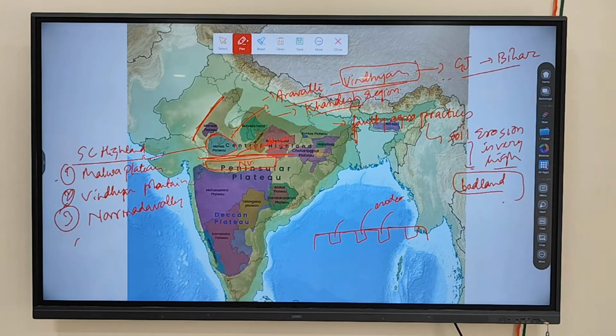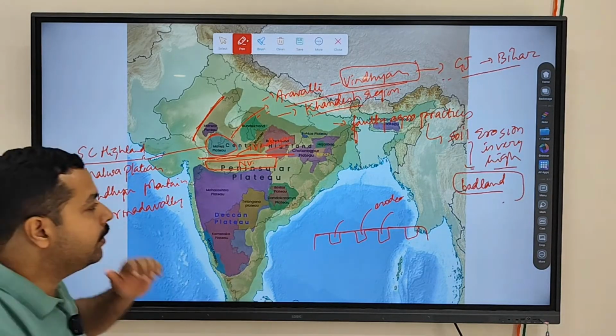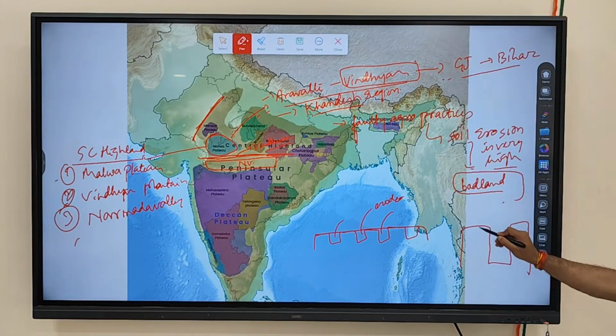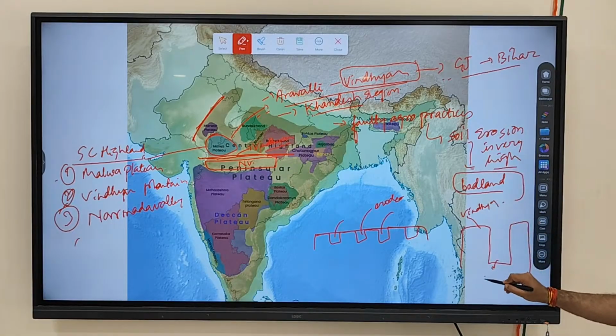Now, how are the Vindhyans formed? Which type of mountains are Vindhyan mountains? If you remember, we discussed this. This is Vindhyan, and this region is the Narmada Valley, rifted. We discussed that Narmada is flowing in which valley?